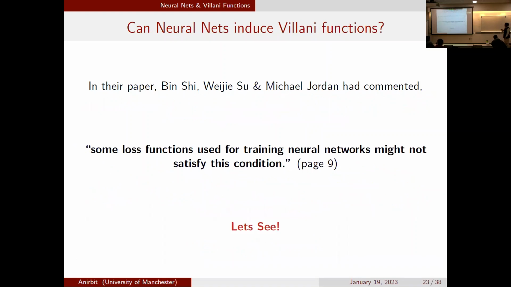So in their paper on page 9, they made an interesting comment that some loss functions used for training neural networks might not satisfy this condition. And this got me curious when I read the paper the first time. So how hard can it be for this mechanism of proving SGD convergence to work for neural networks? Where is the blockade really coming from?